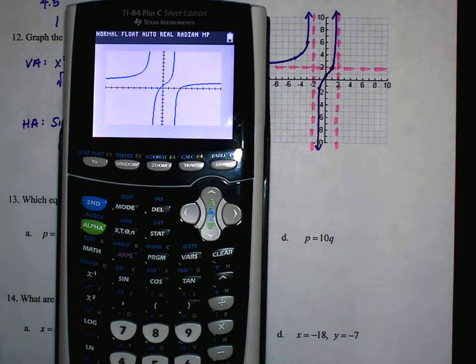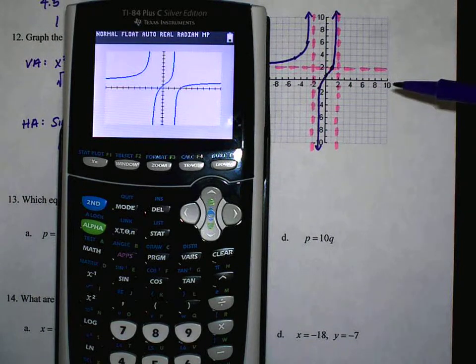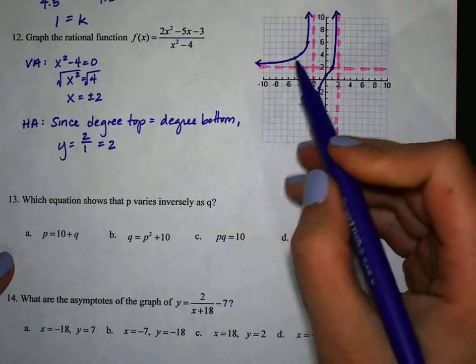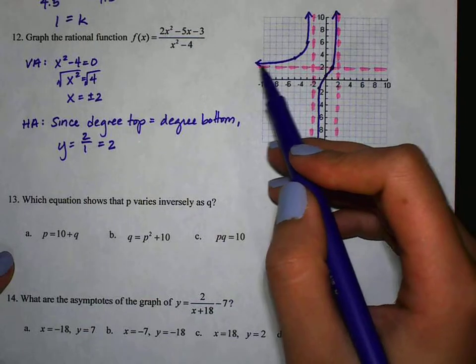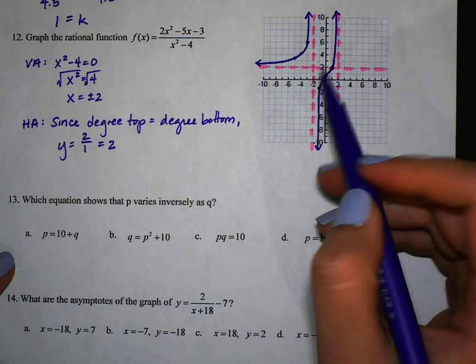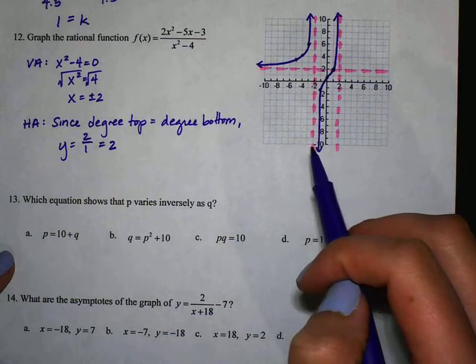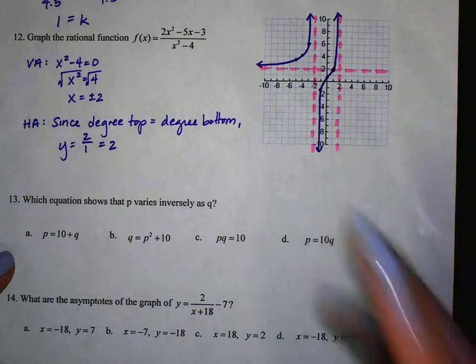And there's the middle. Remember, the HA you are allowed to go through, but what the HA helps us tell is the end behavior. The branches on the outside will not go through the HA. None of the graph will actually go through your vertical asymptote. Okay, it will never cross through your vertical asymptote, but it could cross through your HA in the middle.